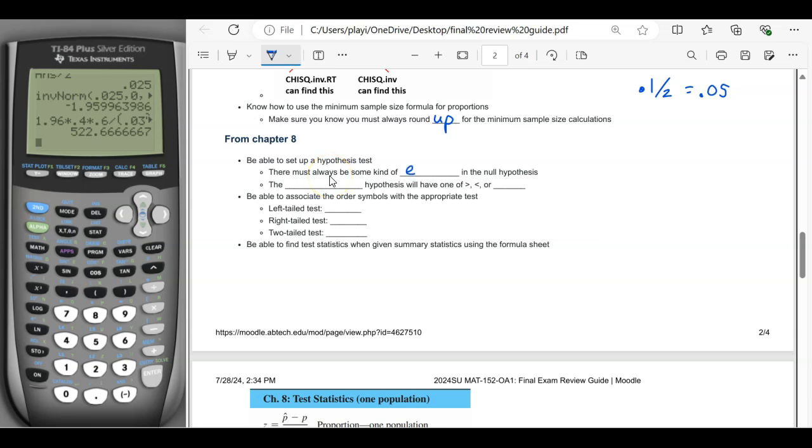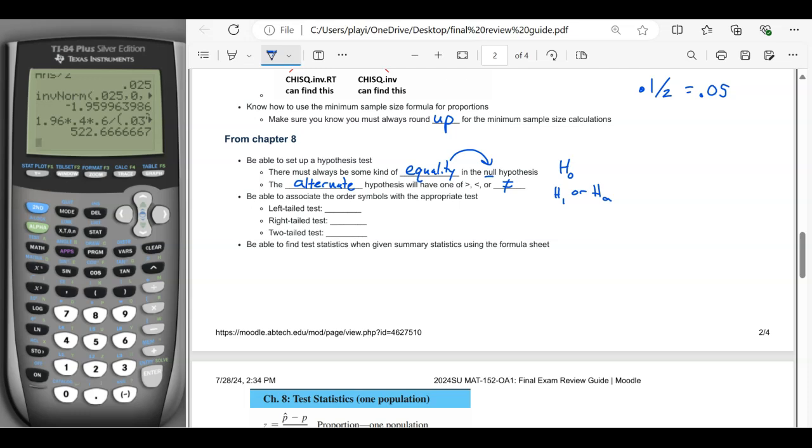All right, there always must be some kind of equality in the null hypothesis. So equality in the null. The alternate hypothesis will always have one of those: greater than, less than, or possibly not equal to. So this is H0, and this is either H1 or HA, depending on the textbook or the author you're looking at.